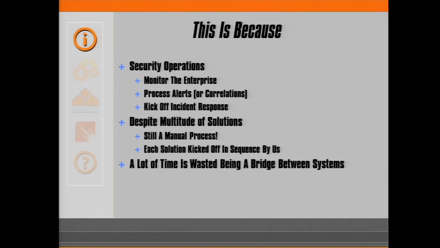And despite a multitude of solutions, this is still very much a manual process. Each solution is kicked off in sequence by us. As it currently stands, if I have a system and someone fails to log on multiple times, an address is jailed. If I want to jail that also on another system running fail2ban, it's a very manual process.